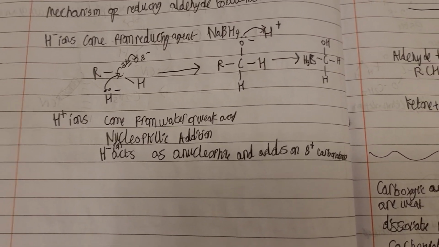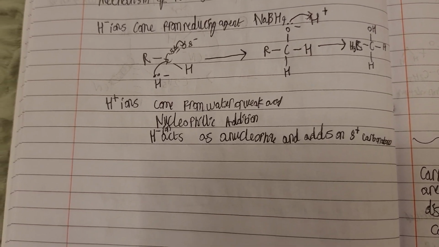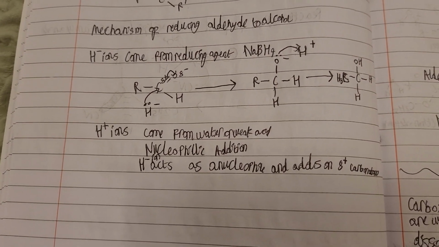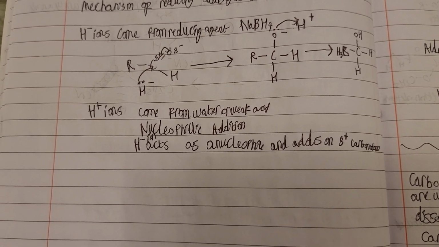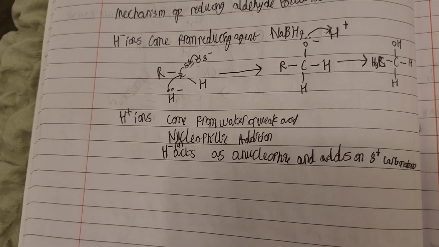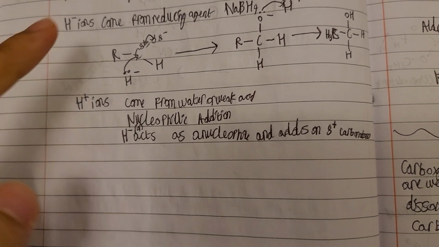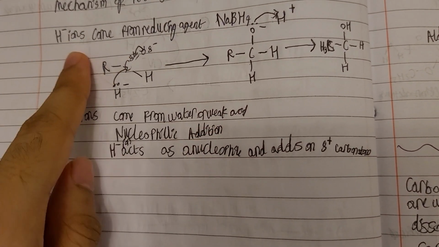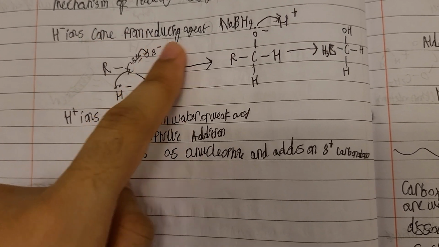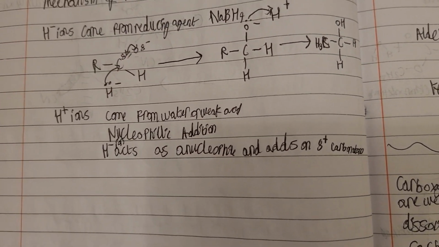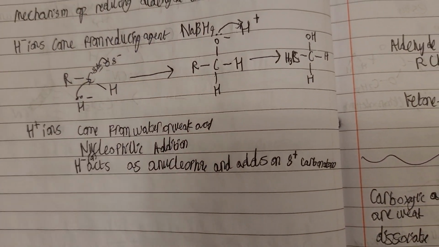Now, the mechanism of reducing an aldehyde is the exact same mechanism that can be applied to reducing a ketone to a secondary alcohol, so you don't need to worry about learning two different mechanisms, but you should probably practice with a ketone. A key thing before I go through the mechanism: the H- ions come from the reducing agent NaBH4, sodium borohydride. You just need to know NaBH4.